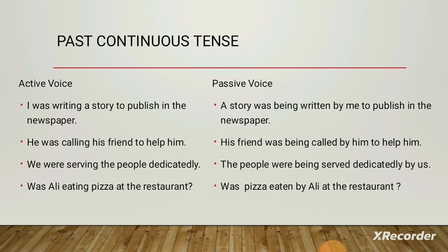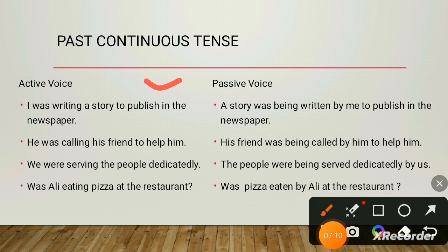Okay, the next aspect of the past tense is past continuous tense. We go through some examples, then we will find the rules. The first example is: I was writing a story to publish in the newspaper. So past continuous is referring to some event that was started in the past and that completed in the past. ये माजी में ही start हुआ और माजी में ही complete हो गया. Such sentences are being used in the past continuous tense.